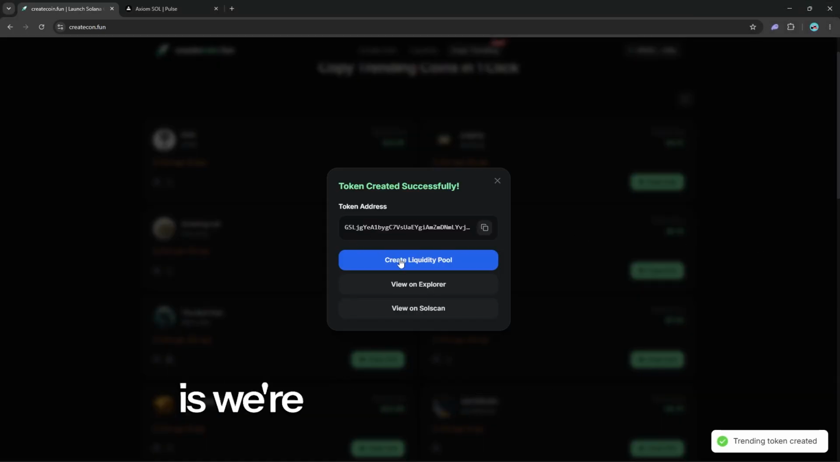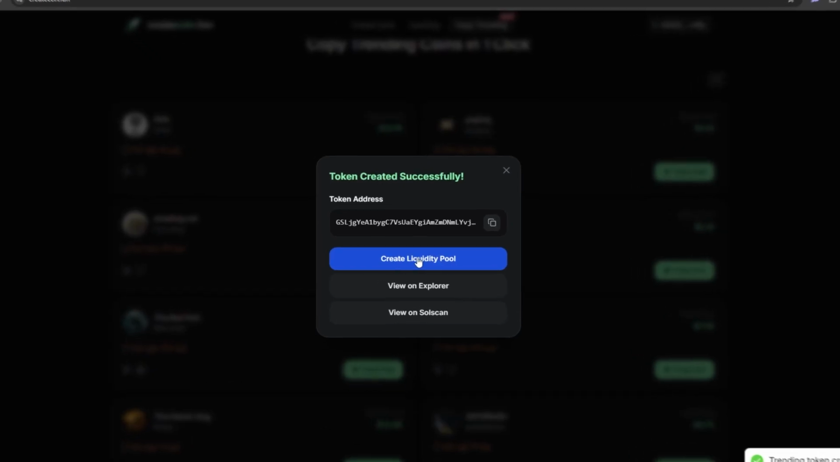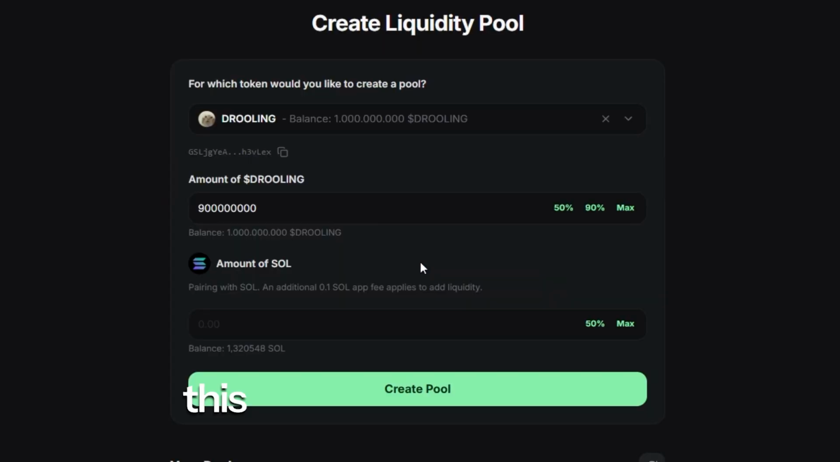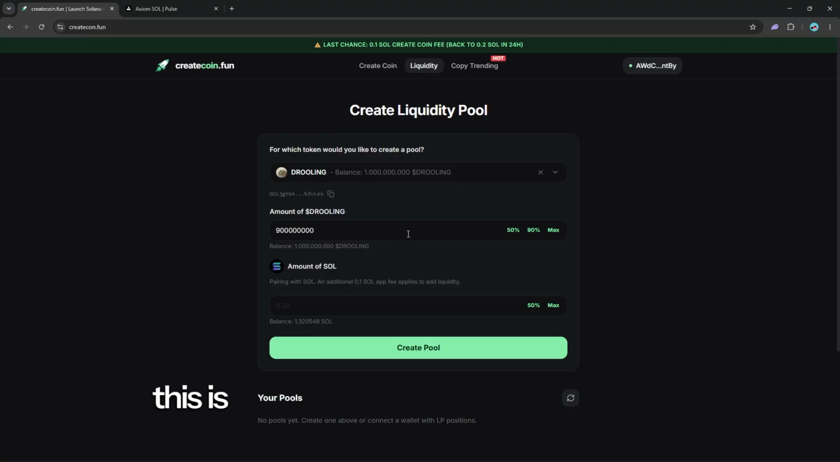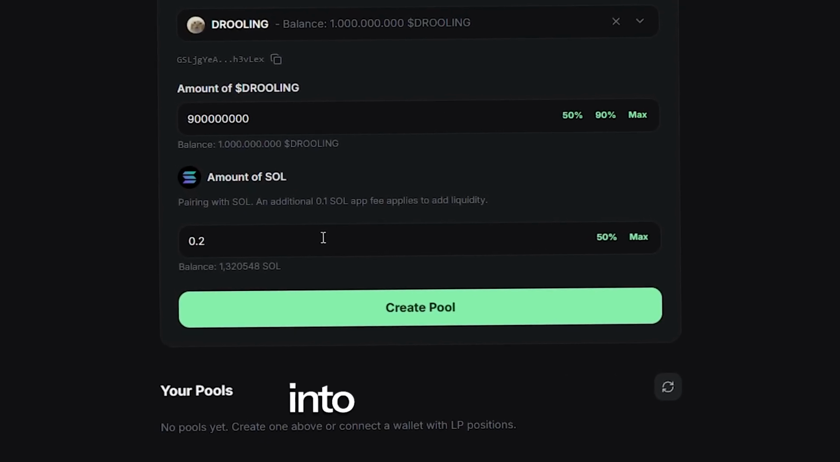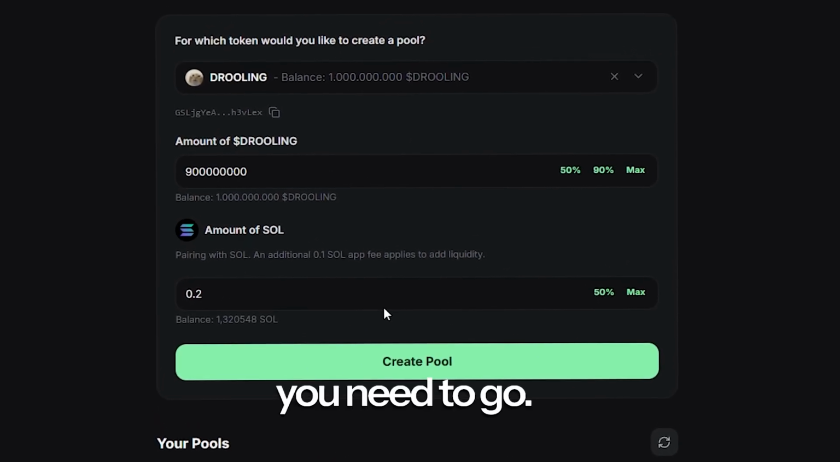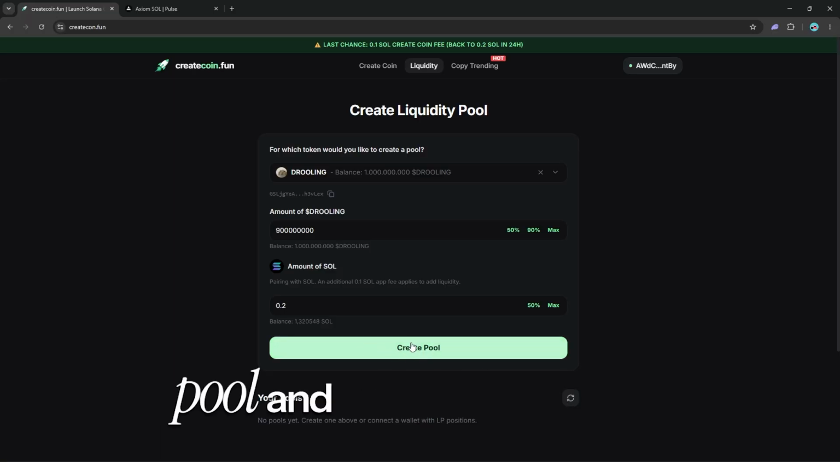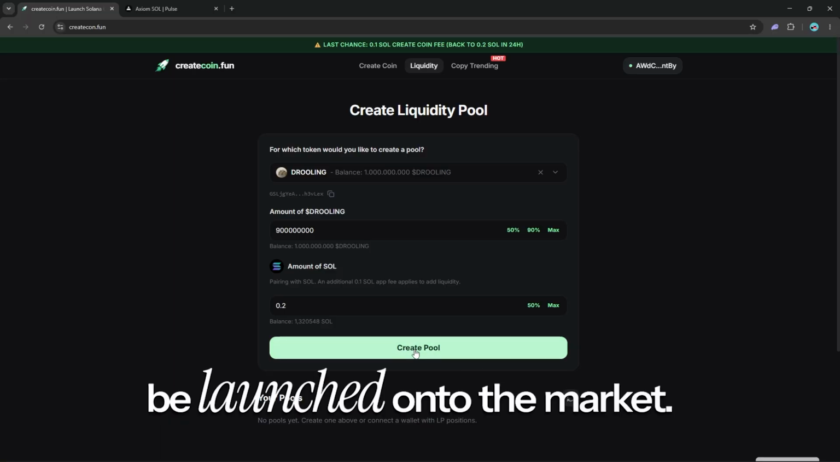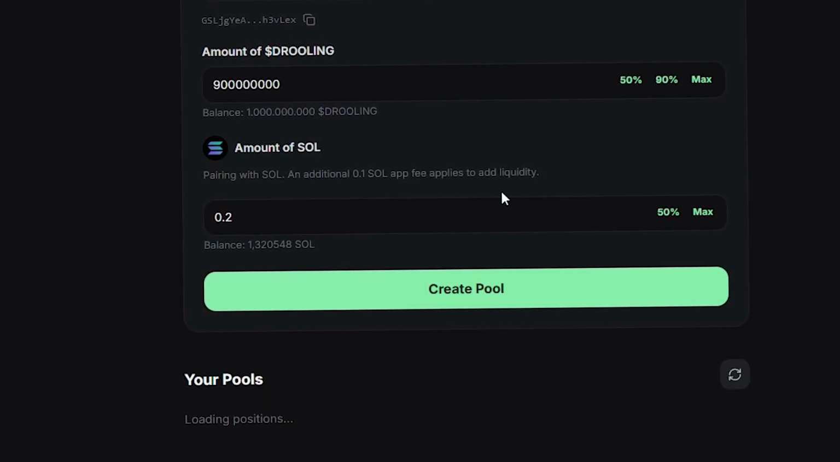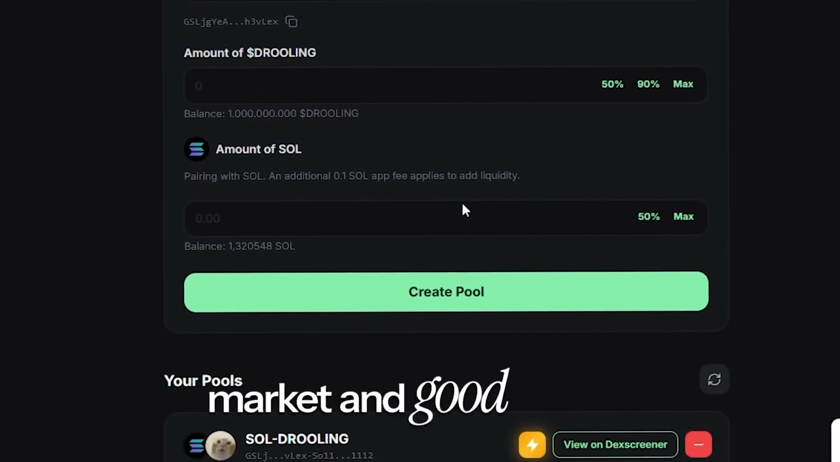Fantastic. Now, what we're going to do here is we're going to create our liquidity pool. This is us putting our money into the coin to get it onto the market. So we're going to hit create liquidity pool, and when we do, this menu comes up here. Now, this is some of the main information about the coin, but all you need to change is this number here, the amount of SOL. So I normally put 0.2 SOL into the coin. You can put a little bit more in if you'd like, but to be honest, 0.2 SOL will get you where you need to go. Then we simply click create pool, and then our coin will be launched onto the market. So all we need to do is confirm that transaction, spend that SOL, put it into the coin, put it on the market, and then our coin is on the market and good to go.